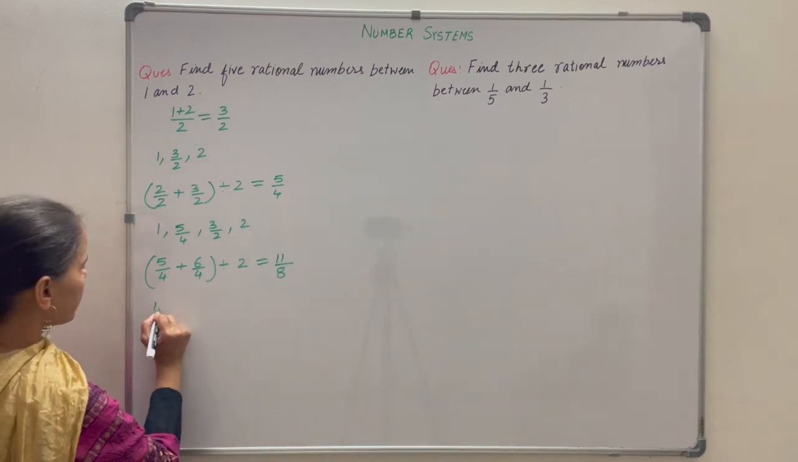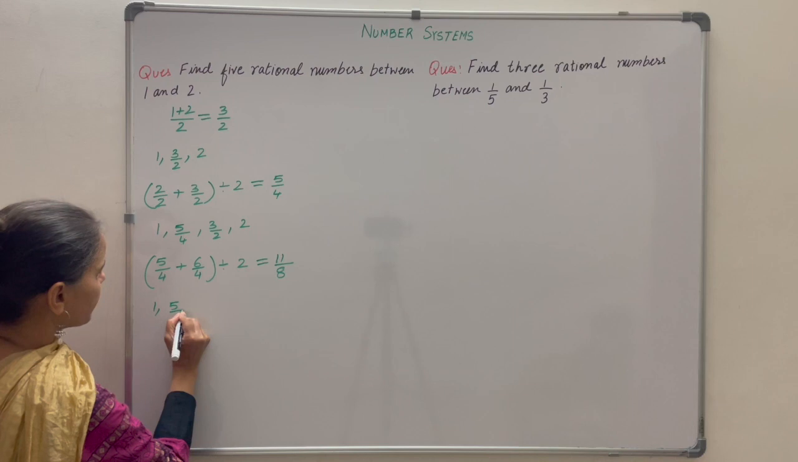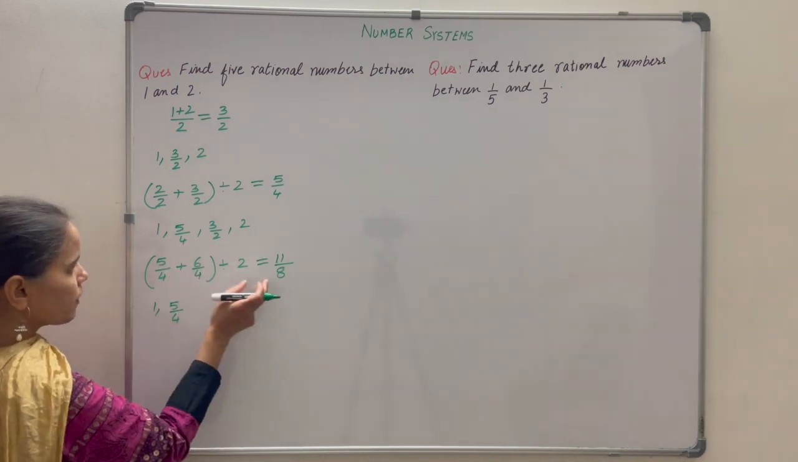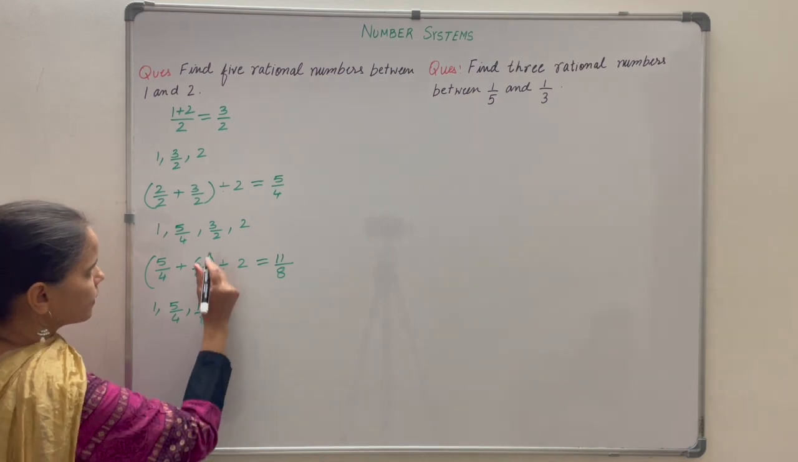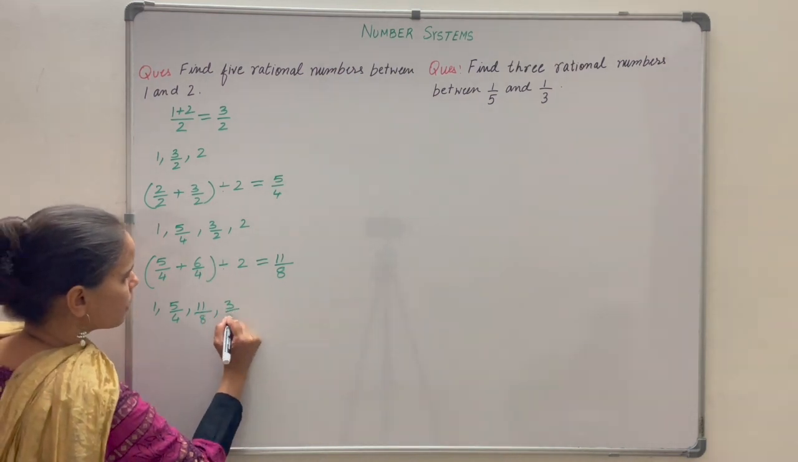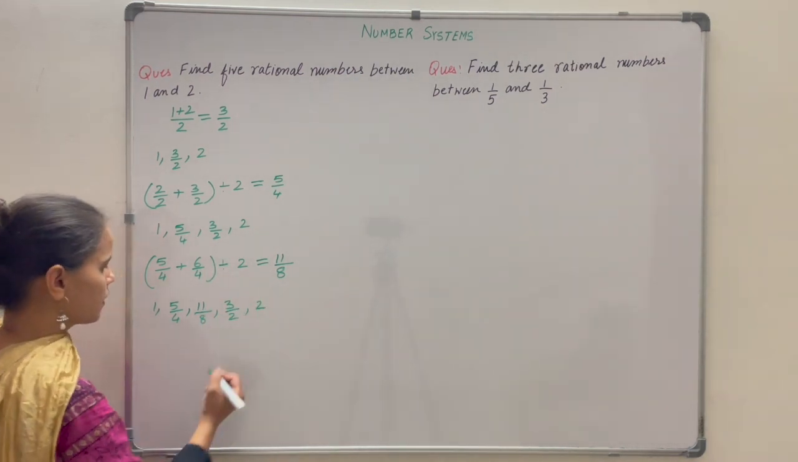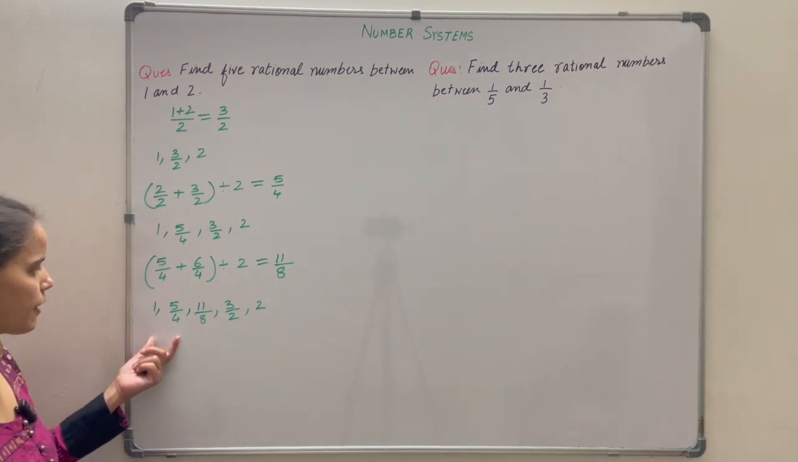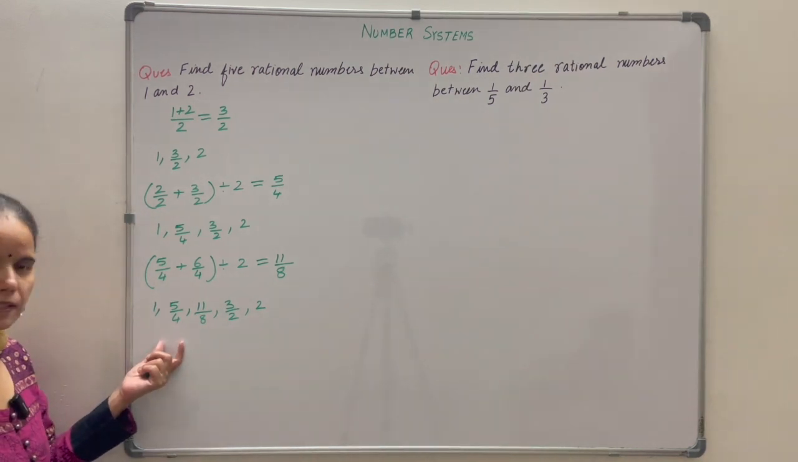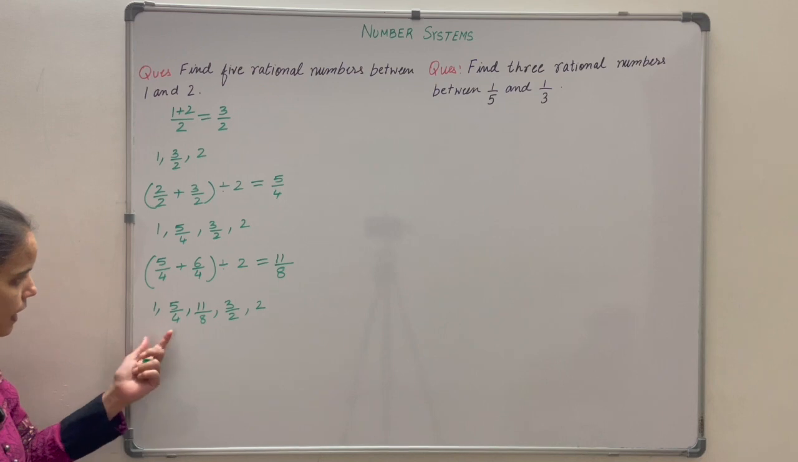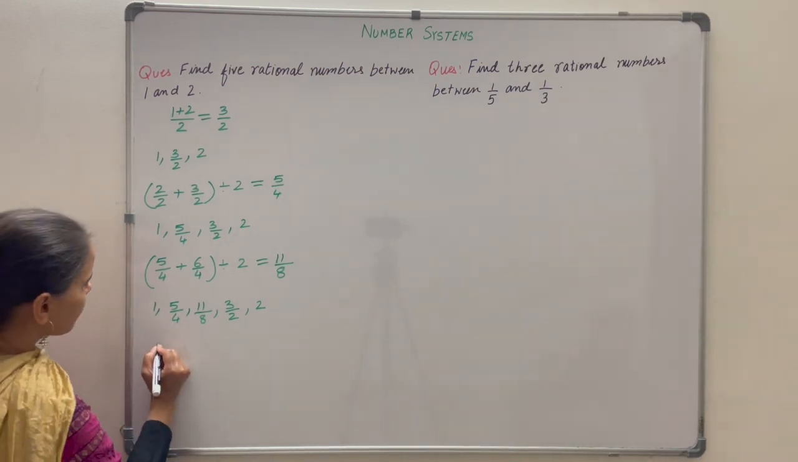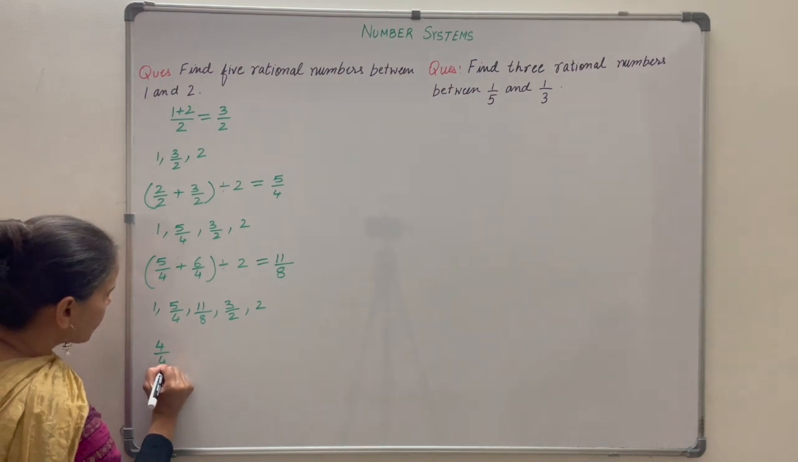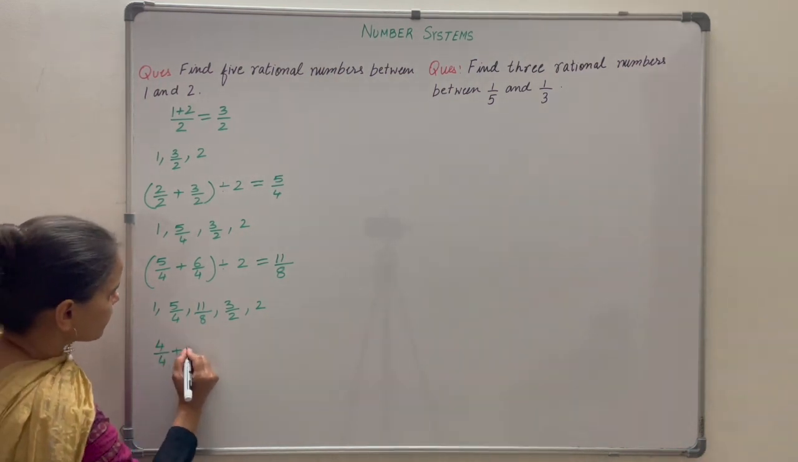So you have 1 here, 5 by 4, and between these two numbers we have got 11 by 8. So I am writing it here, and then we have 3 by 2 and we have 2. Now let us take 1 and 5 by 4. Let us find the number which lies exactly between these two numbers. So here 1 I can write as 4 by 4, and the other number is 5 by 4.